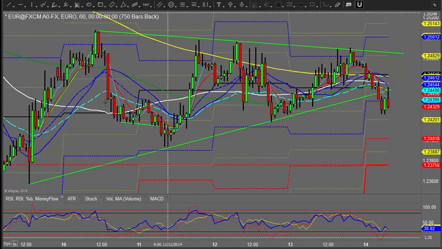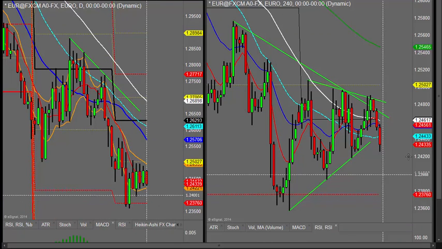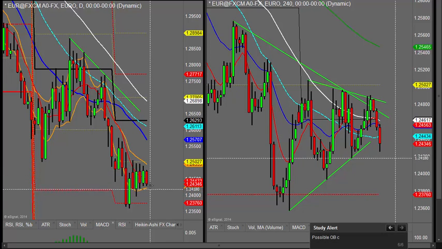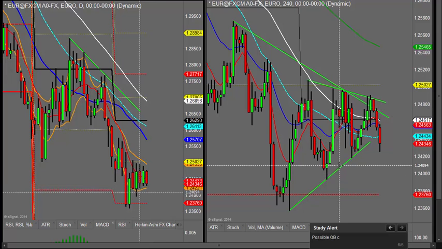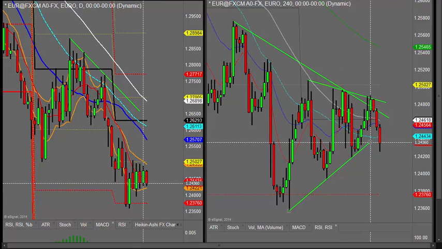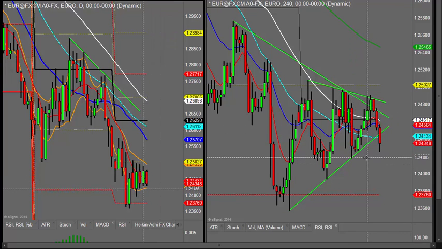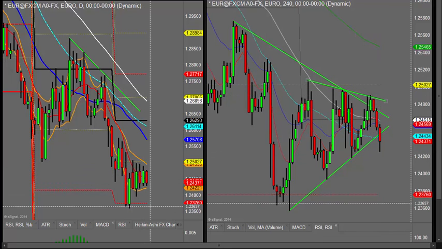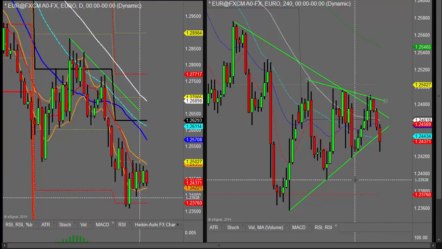Looking at the euro dollar, let's look at it from the dailies first. Yesterday we had yet another inside bar, and today we've already done a full range of the body of that bar, and we've broken the trend at the lower levels here, so selling off. Now there are some support areas at the previous lows here, and these are areas we should be watching.